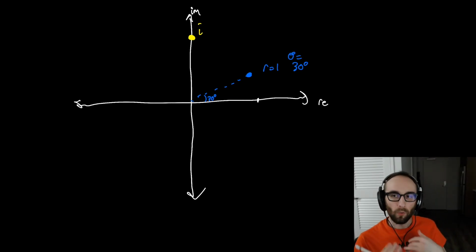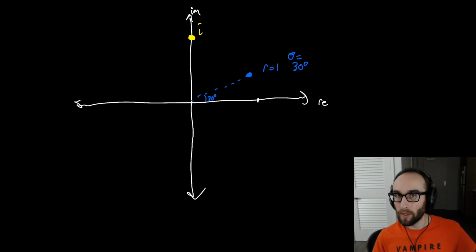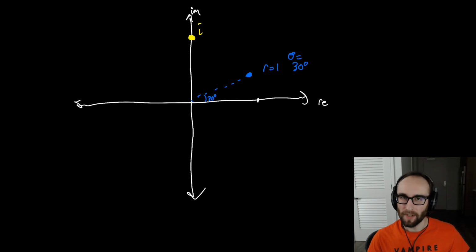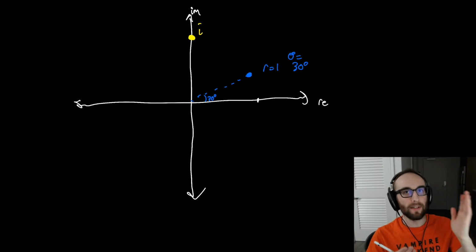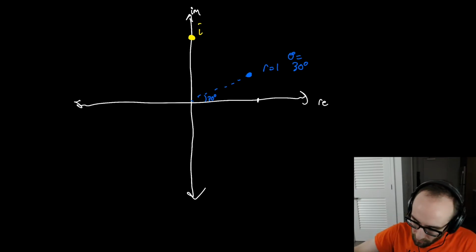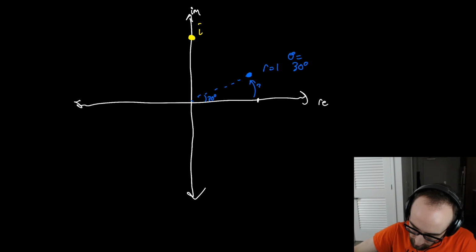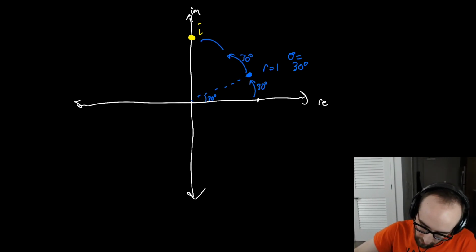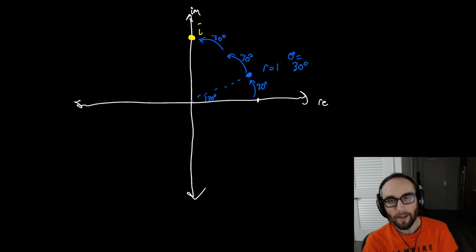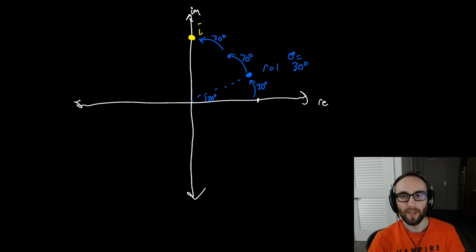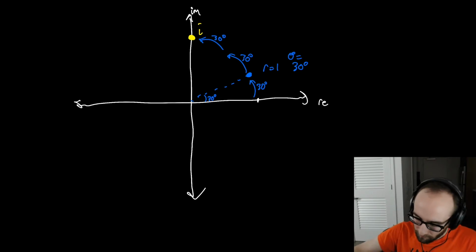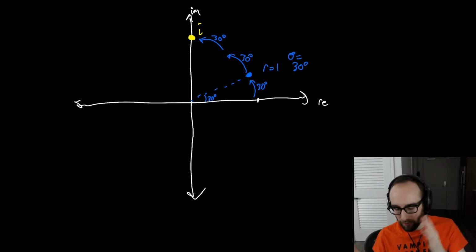When we raise this number to the third power, in other words, it's a cube root of i, what we're doing with the angles is we're multiplying the angles by 3. We're adding 30 degrees 3 times. So we start off with 30 degrees, we add another 30 degrees, and we add another 30 degrees to end up at 90 degrees, which is the angle for i. So this makes sense, we're just adding 30 three times.